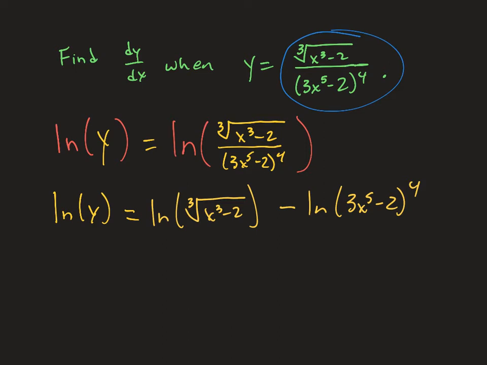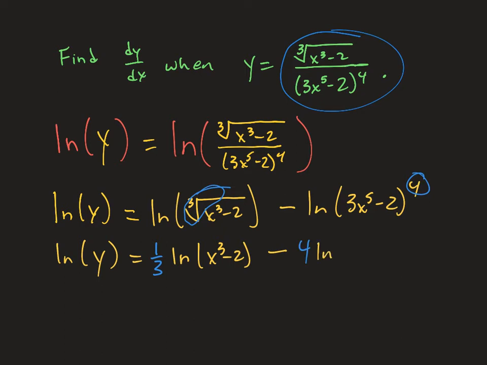And then the other thing I can do to simplify this further, again, we haven't done calculus yet. We're just applying our rules of logarithms, or properties of logs, is I can move these exponents. So remember, this cube root, that's actually a 1/3 exponent. So I'll write that 1/3 here in front of the natural log, natural log of x cubed minus 2. And the same thing with this 4 here. This 4 is an exponent, so I can move that out in front. And so this is 4 natural log of 3x to the 5th minus 2.